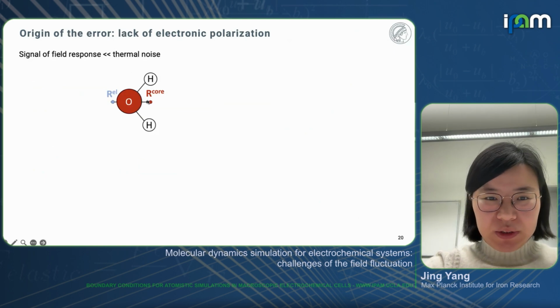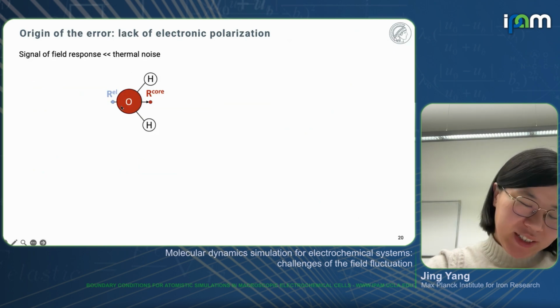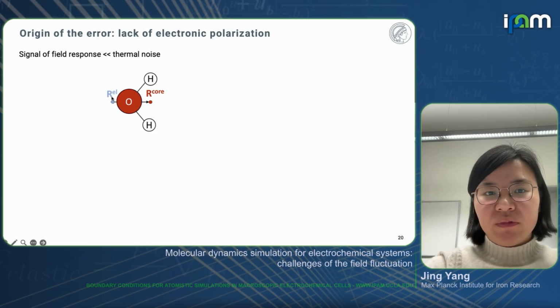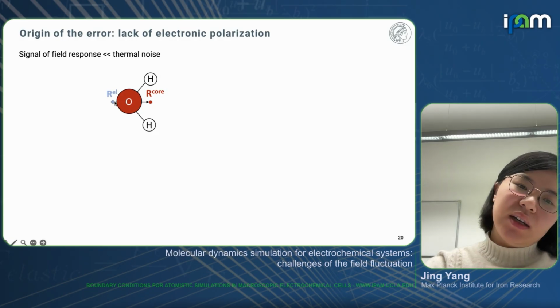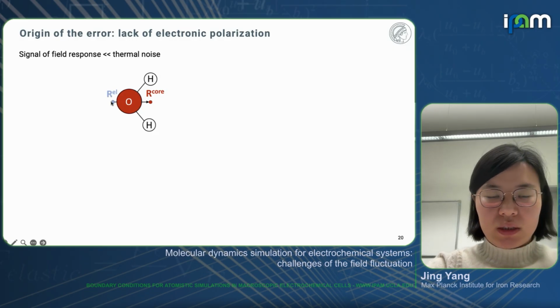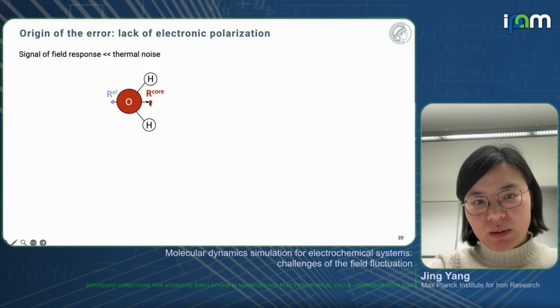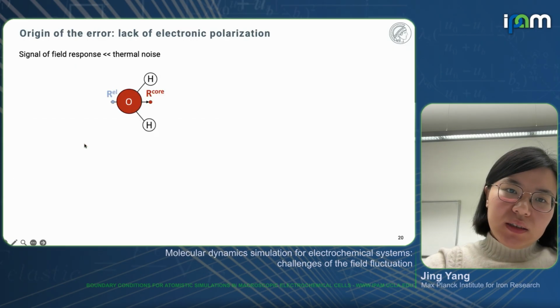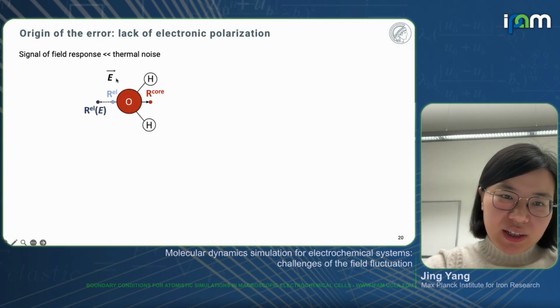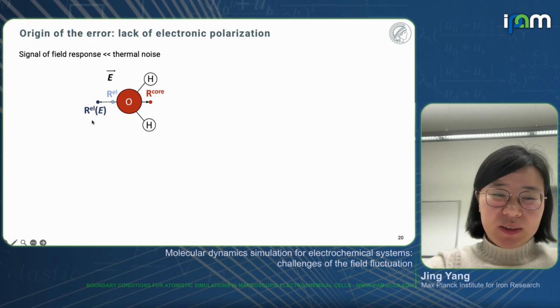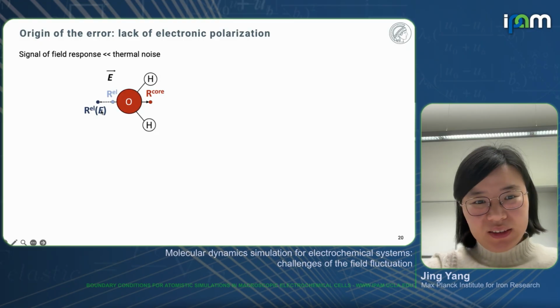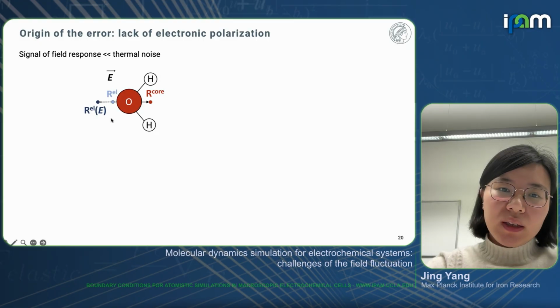So this is the water model. If you want to measure the dipole moment of water, what you do is take the center of the core charges and then take the center of the electron charges, and then you measure the displacement between the two. Once you have an electric field applied, the center of the electron will be displaced. So this is this REL under the electric field.